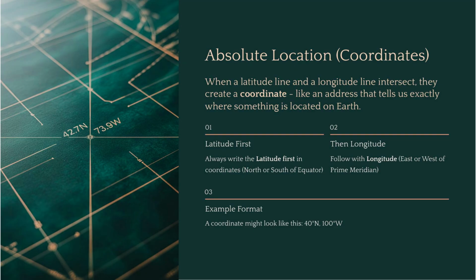So, how do we use latitude and longitude together? When you put the two measurements together, they form a set of coordinates, which is the absolute location. Think of it as your Earth address. For example, if you say a place is at 40-degree north, 100-degree west, that tells someone the exact spot on the globe. A key rule for map coordinates is that you always say the latitude, north or south, first, then the longitude, east or west. This system is used by pilots, ship captains, and even your smartphone's GPS to pinpoint locations with incredible accuracy.